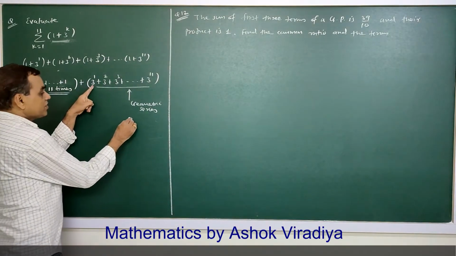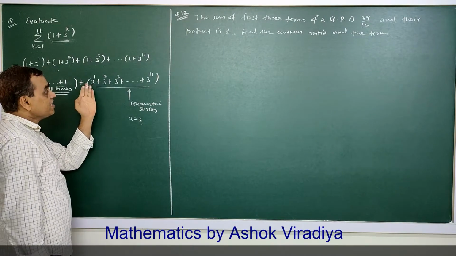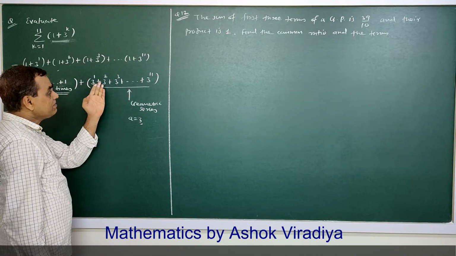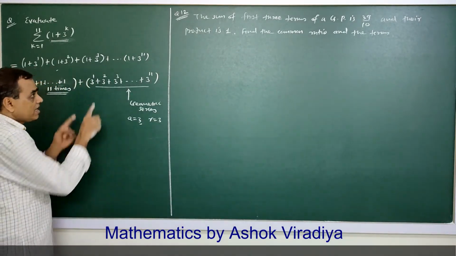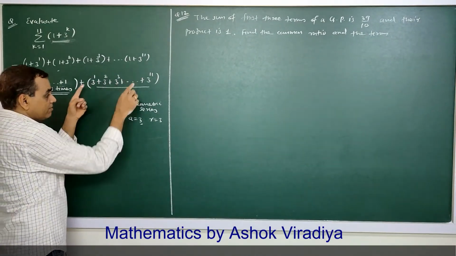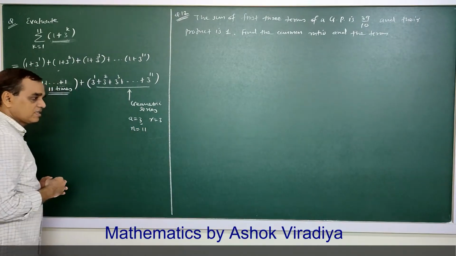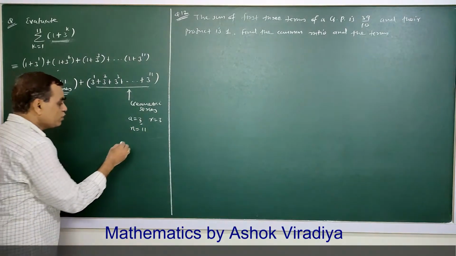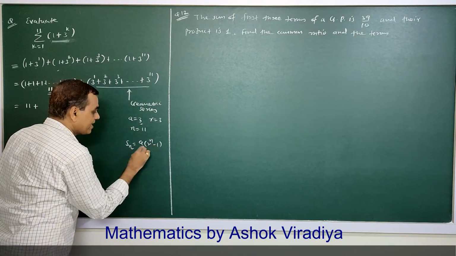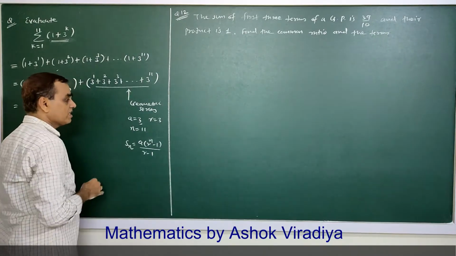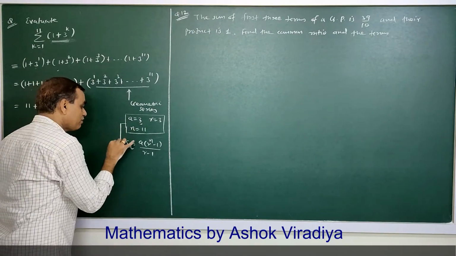Say here A is 3. The first term is 3 and each number is multiplied by 3, so the ratio is also 3. And it is the sum of 11 terms, so n is 11. These values we are going to put in the formula, Sn is A into R raised to n minus 1 upon R minus 1. These values we will keep in this formula.